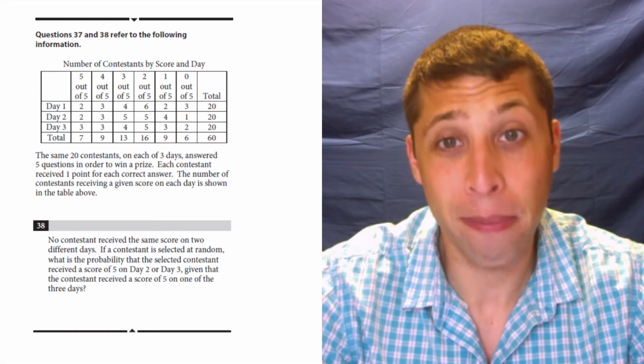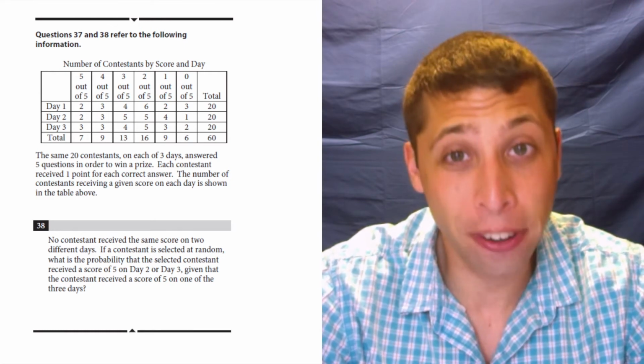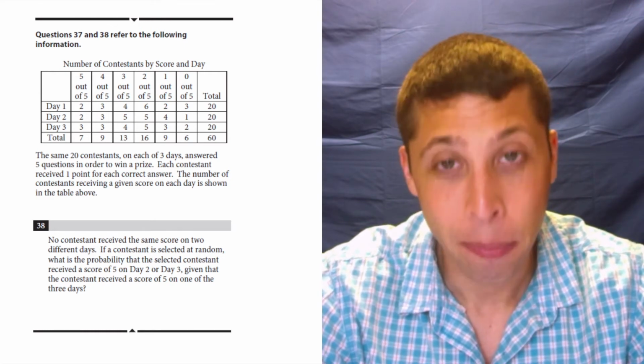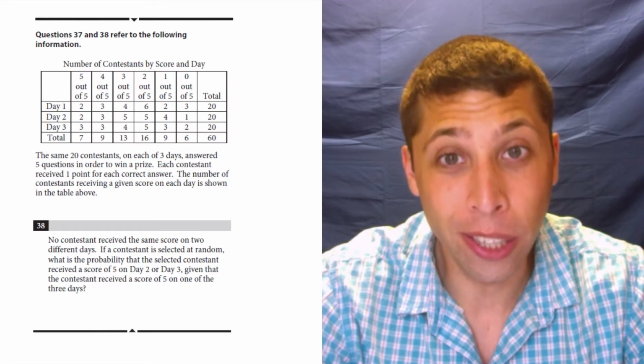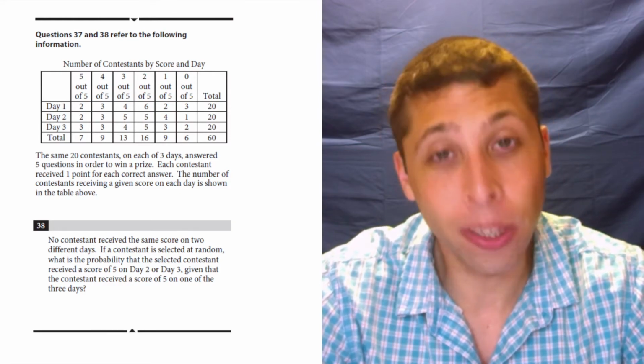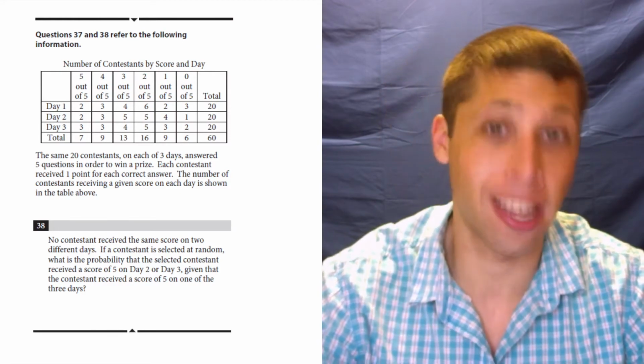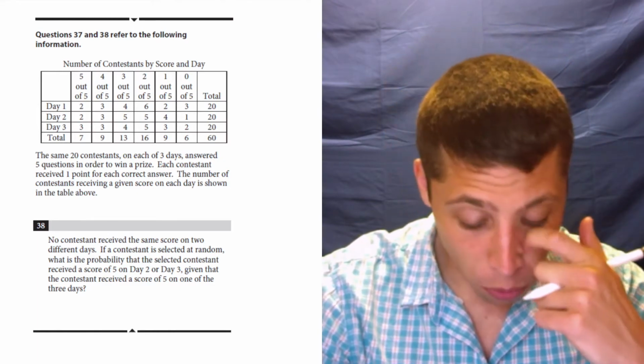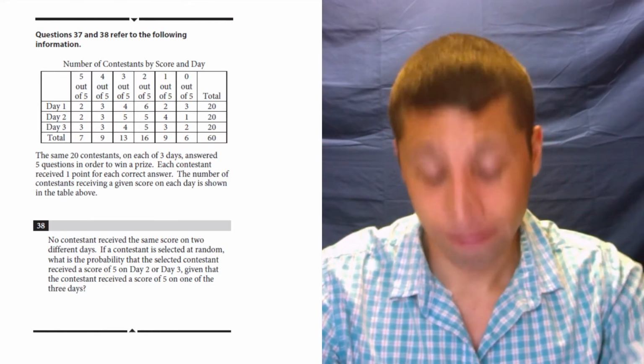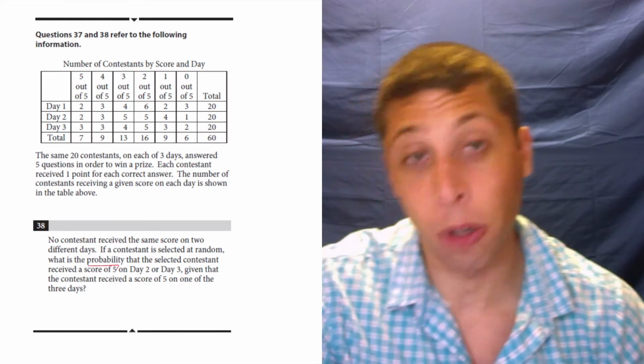Okay, so mathematically, this is a very, very easy question. But it is worded in a really confusing way. That's really what they're testing here: can you make sense of what they want? So one clue about what we need to do is this word probability.